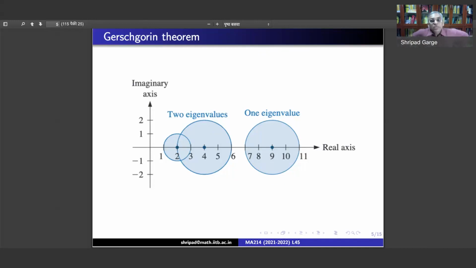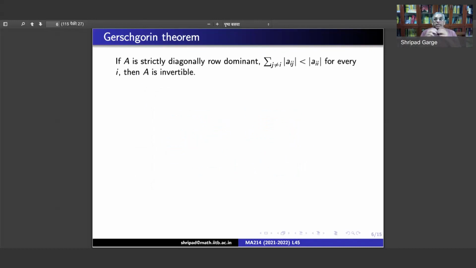Okay, so Gershgorin's theorem, while it doesn't really tell us what the eigenvalues are, tells you where they may be located. And moreover, it has many nice applications. For instance, suppose A is strictly diagonally row dominant, which means that the radius of the circle is less than the modulus of the diagonal entry. This is something that we have already learned: you take the moduli of all the entries in the ith row, take the diagonal entry separately, and take the sum of the moduli of all other elements.